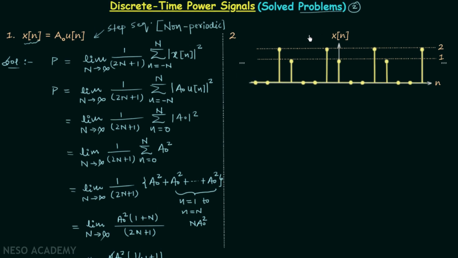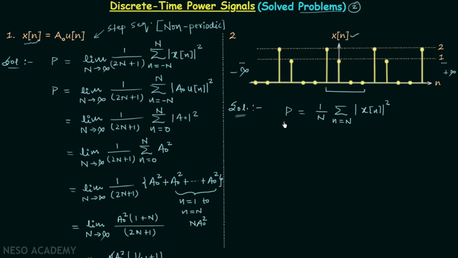and in the second problem we are having a periodic discrete time signal, and we can say that the discrete time signal is periodic because the same type of structure is repeated from minus infinity to plus infinity, and therefore we will use the formula of average power for periodic signals. The average power P is equal to 1 over N summation over period N mod x[n] whole square.